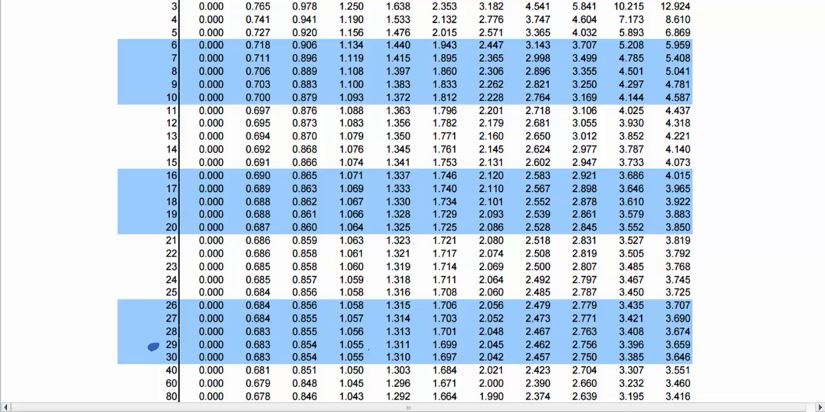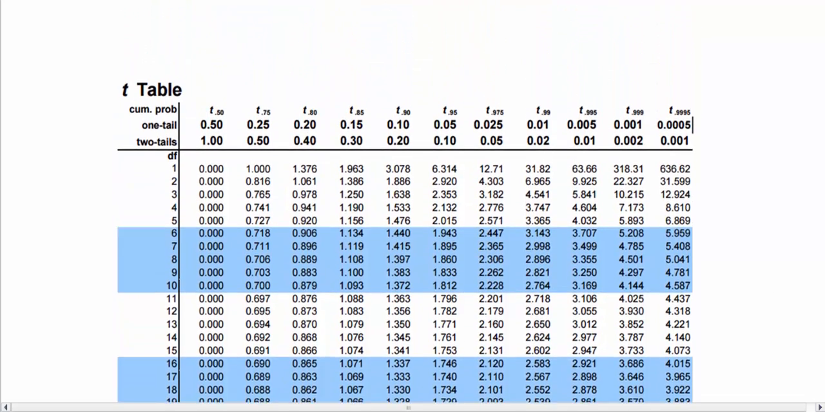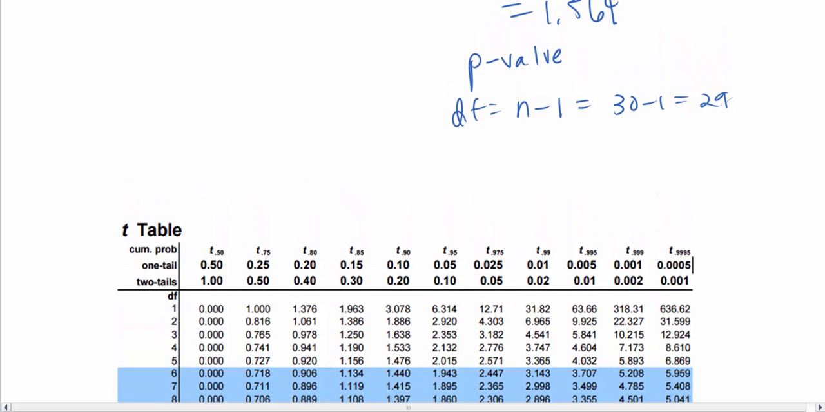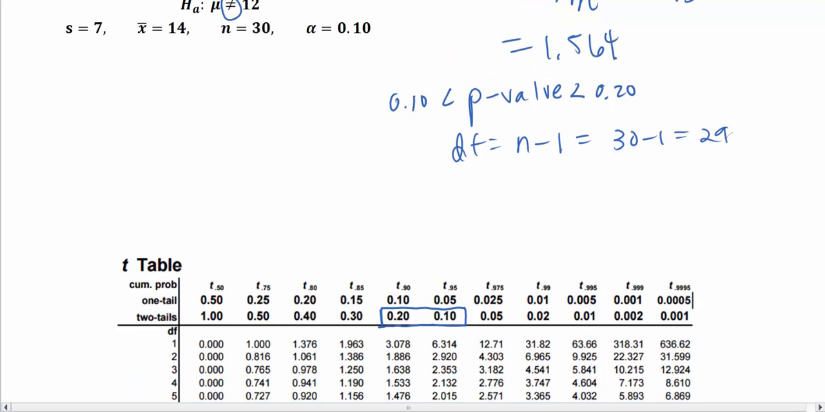If we scroll across the row to find where our test statistic falls, it falls between 1.311 and 1.699. So 1.564 falls between these two values. That means if we scroll back up, it's going to be a two-sided p-value between these two values. So the p-value is between 0.10 and 0.20. What that means is that it is greater than 0.10, but it's less than 0.20.